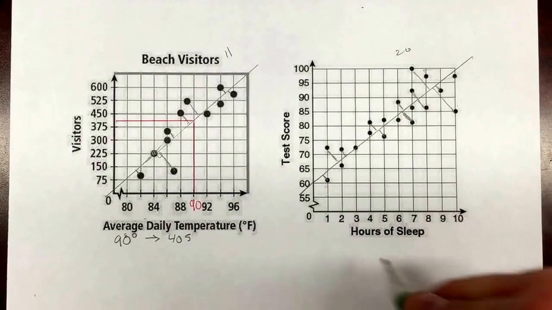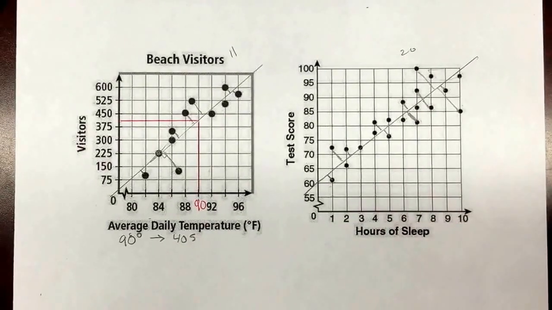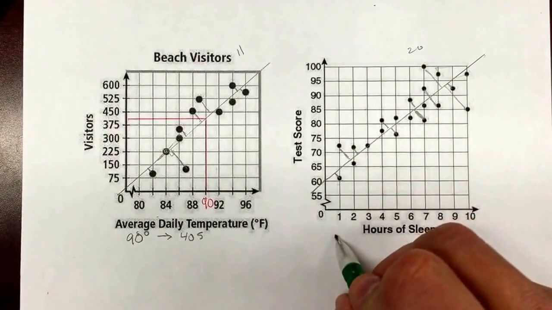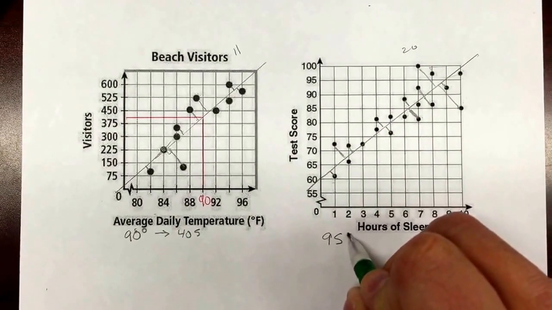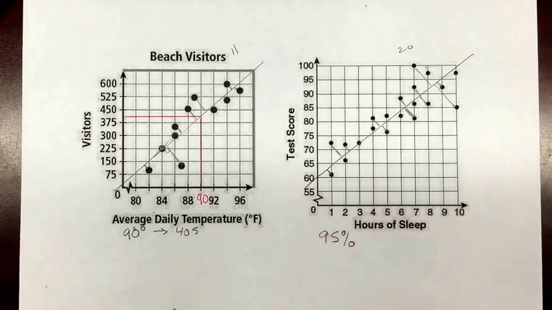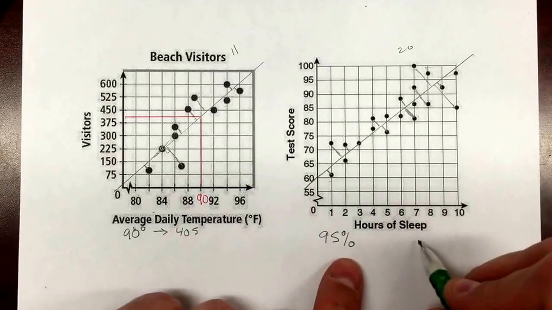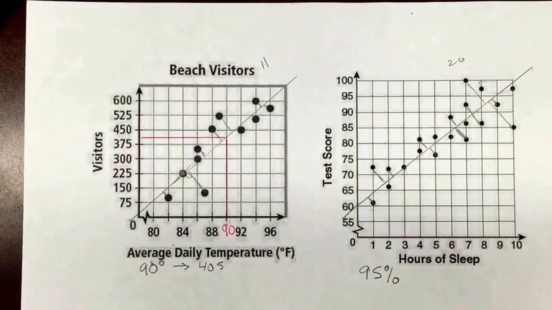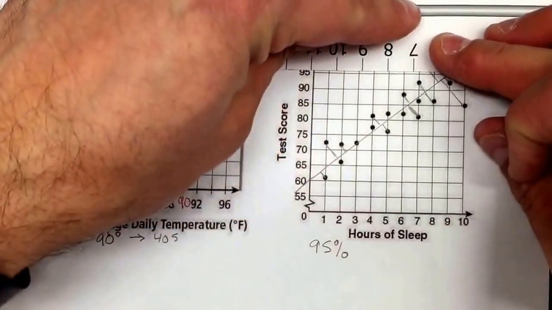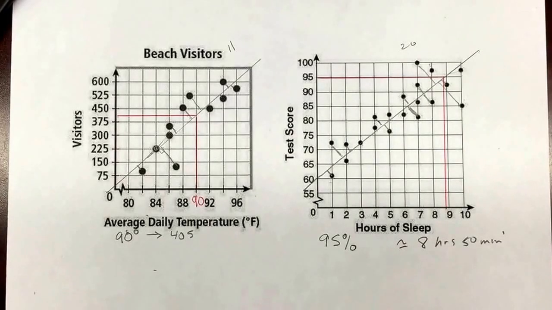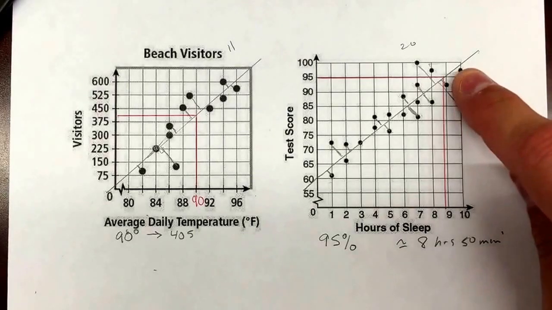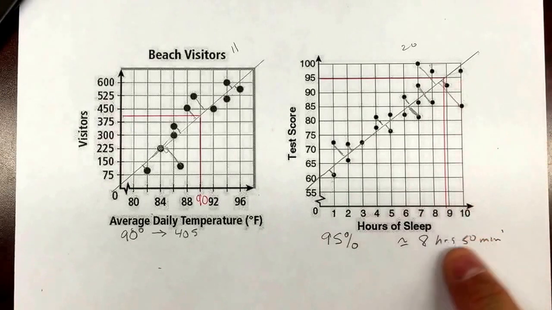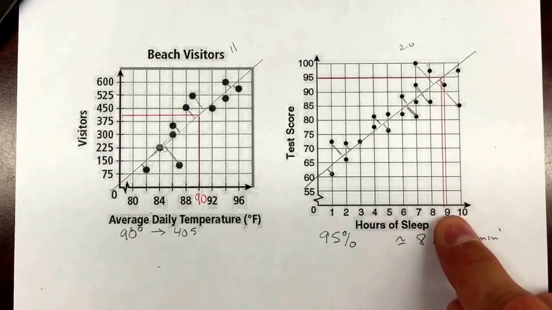So from here now I want to make another prediction. This time we're going to make a prediction for, let's go with up on this side, on the y-axis. So let's say I have 95%, and I want to use 95% as a test score, and I want to make a prediction with that for how many hours of sleep you'd get. So I'll take the 95 with my ruler, and I'll go over till I hit the line. And if you connect that red line coming straight down from where it hits, you'll see that you end up with about 8 hours and 50 minutes, just under 9 hours.